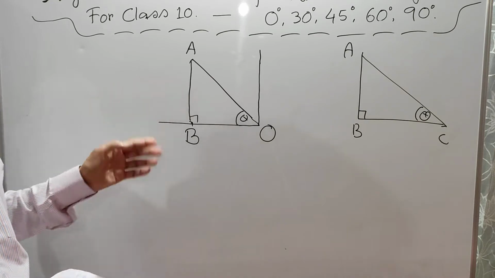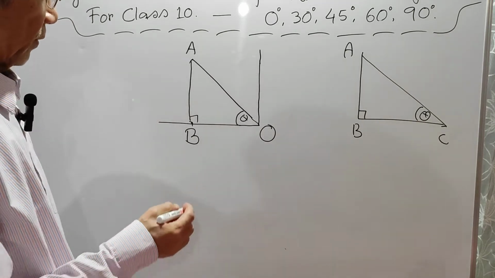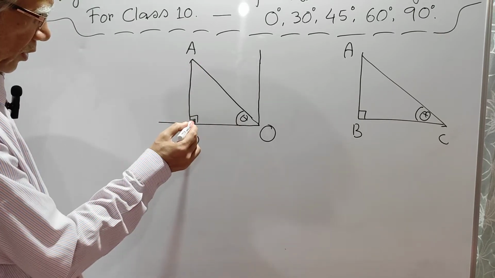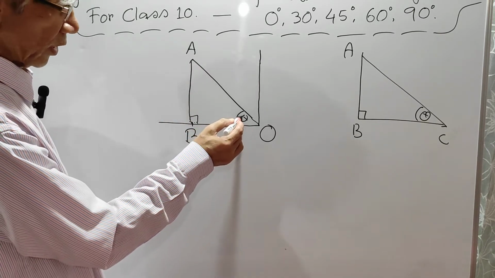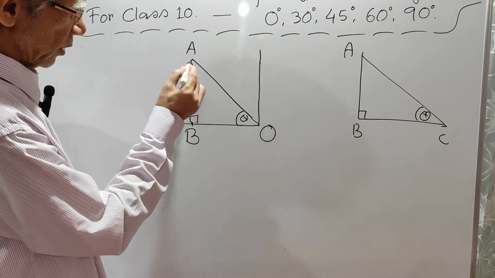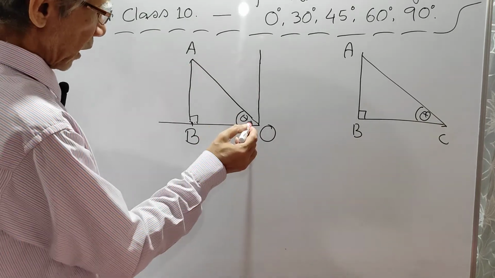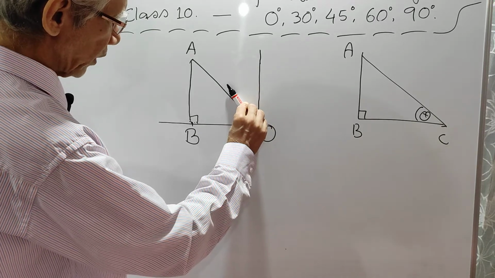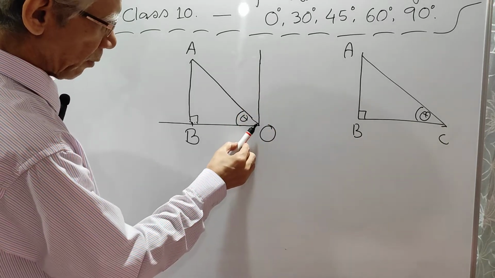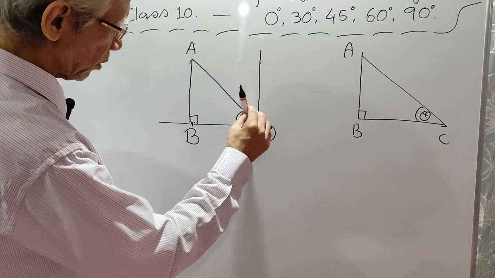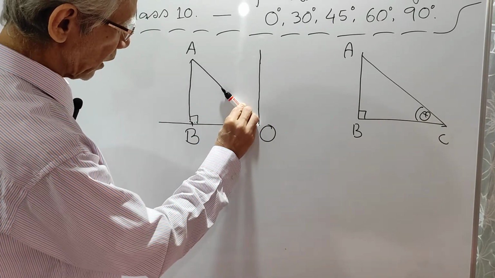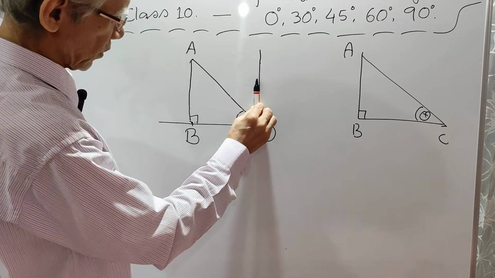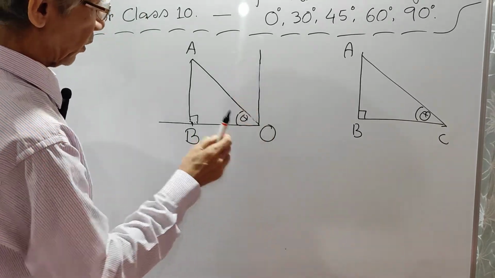The same thing will be for 0 degree. Now you see, this is a right angle triangle. This is 90 degree. This is the angle we call theta. This is the perpendicular. This is the hypotenuse. Now let us move this line. Suppose this is the line OA. Now we move this line about O, and bring it to this line, which is perpendicular to BO.